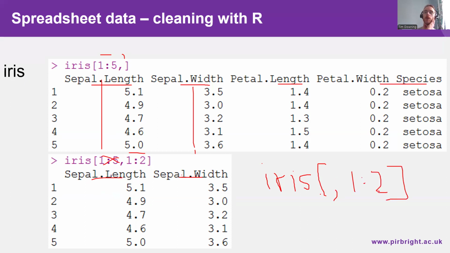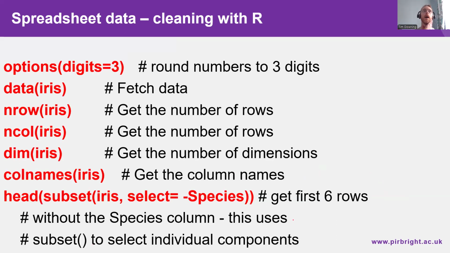That would mean that we get all the rows that are present. What else can we do? So what we can do is, for example, use options to turn all the digits to be rounded to 3. We can fetch the data iris, check the number of rows, check the number of columns, check the dimensions, check the column names, which is very useful. So we know what the variable names are that are present.